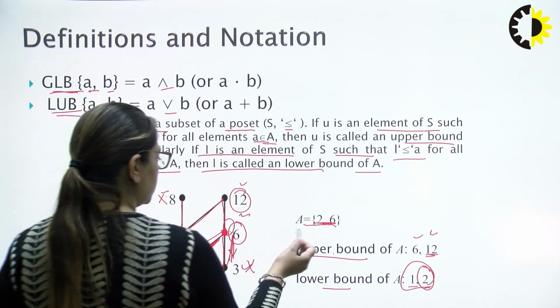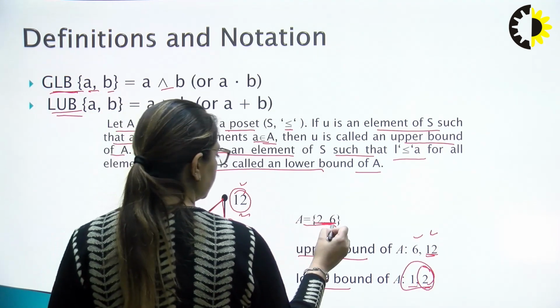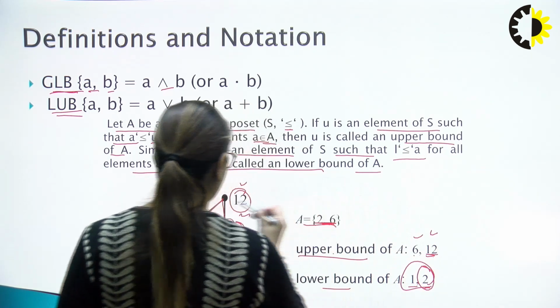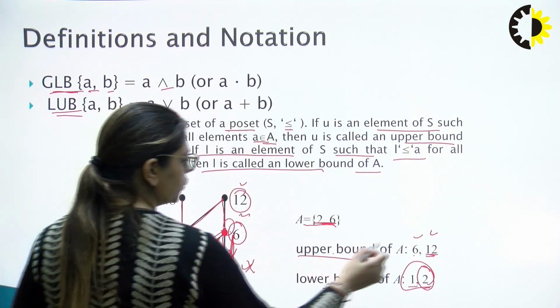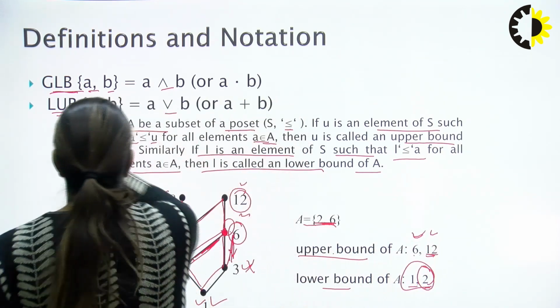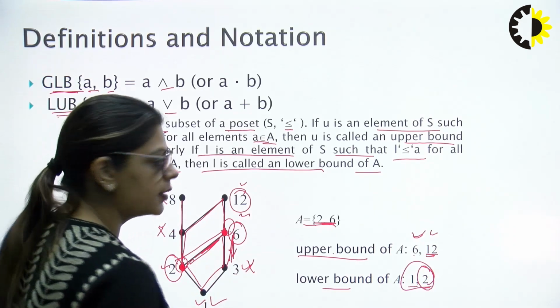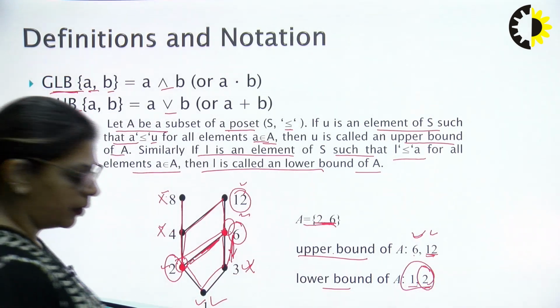And if we say the upper bound, the nearest one is 6. 6 and 12 are the contenders, but 6 is the nearest one, so 6 will be the least upper bound. This is the way to find out the upper bounds.